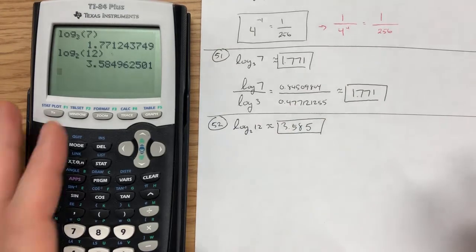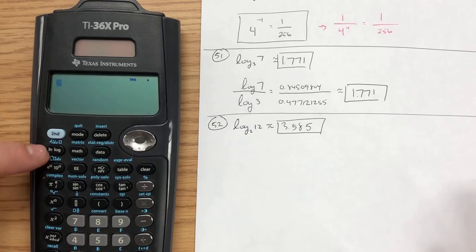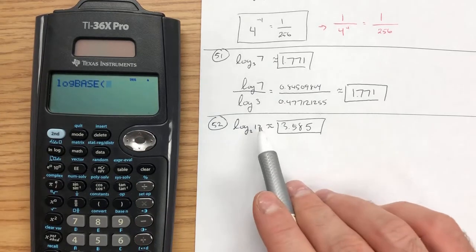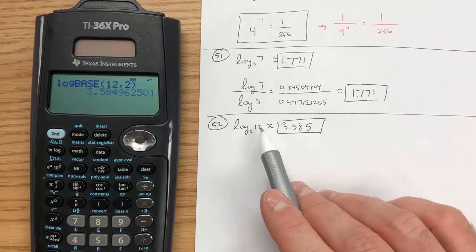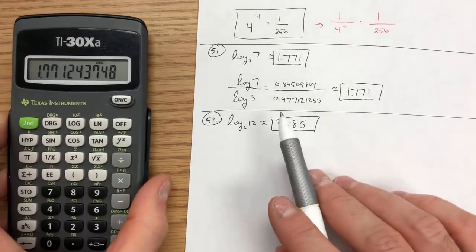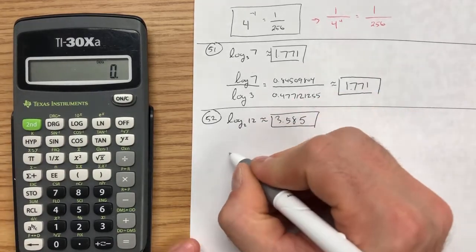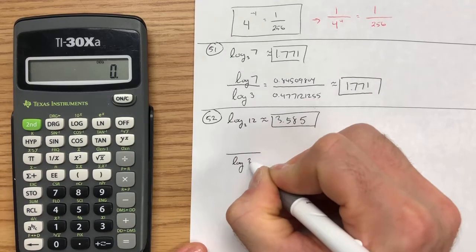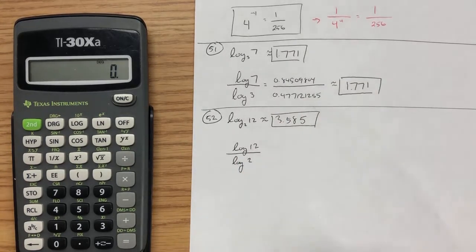If I don't have one of these, and I have the TI-36X Pro, I do the same thing. I just keep hitting the log button until I see log base. Log base is going to show log base 12, comma 2, and I get that same value. Or if I have this calculator, we're going to have to use the change of base formula, which means I drop the base. So I have log of 12 over the dropped base of 2. Let's see what the equivalent of those two decimals are.